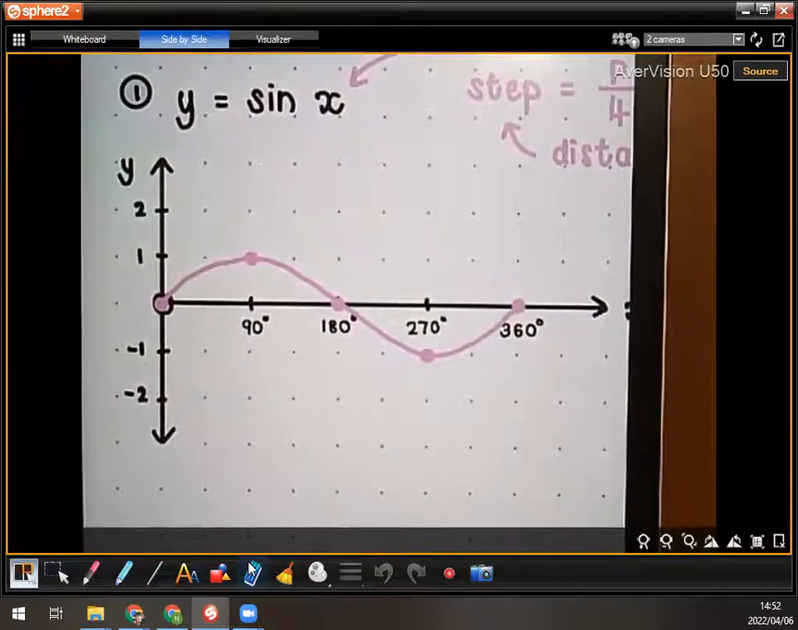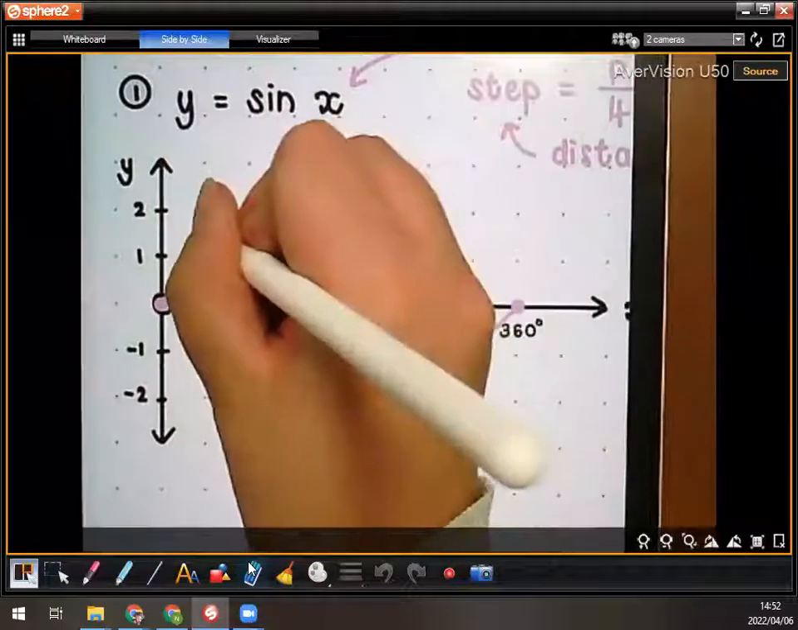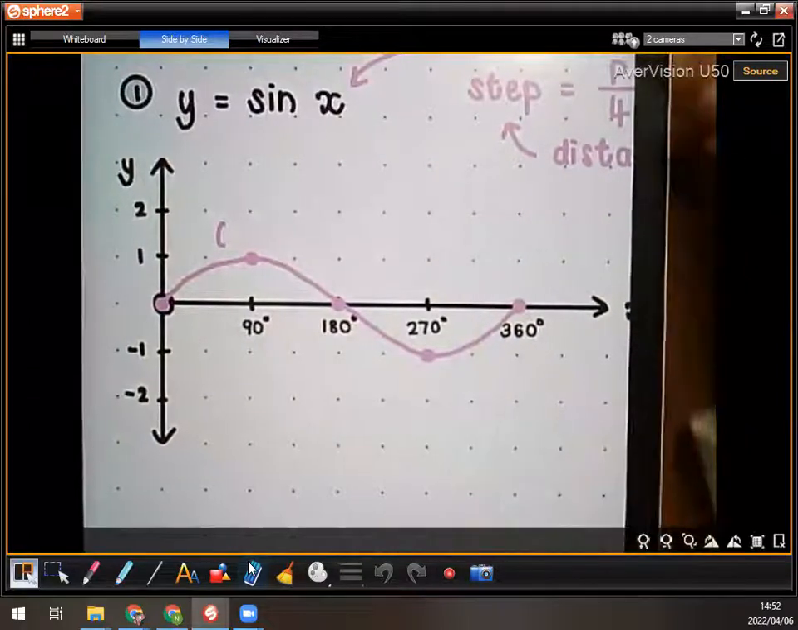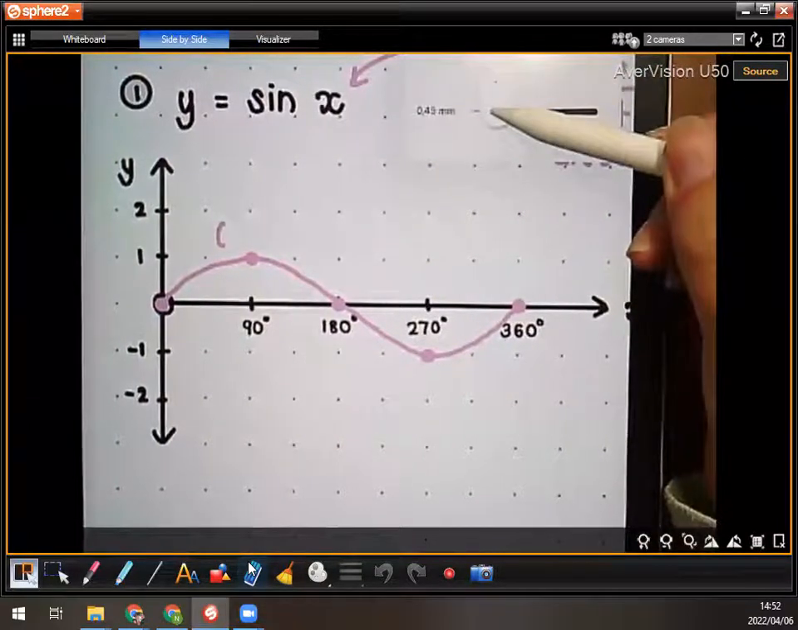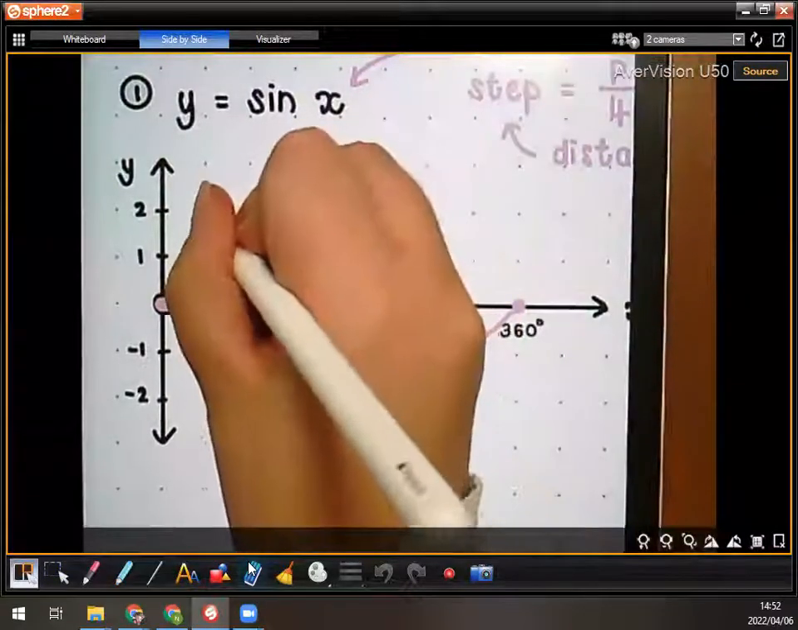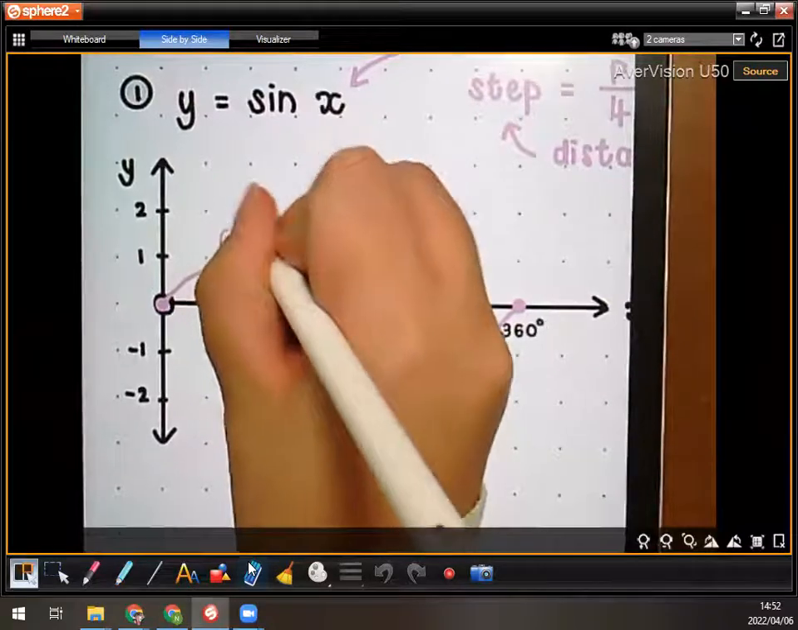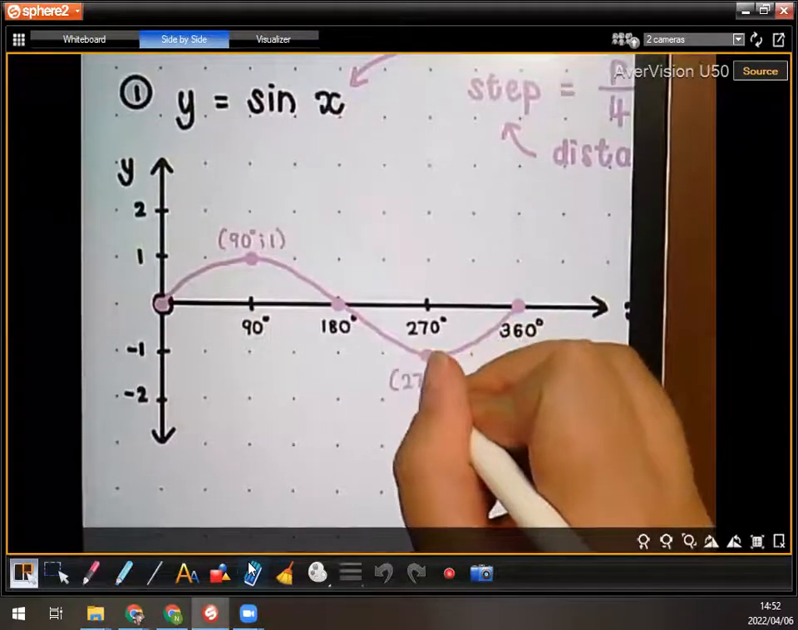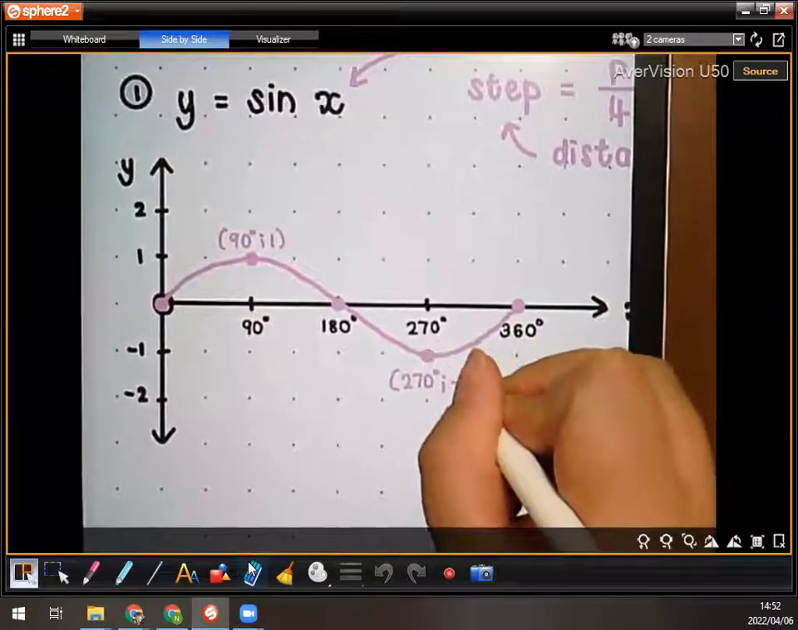Now guys, this is a bit of a mission, but you have to label your points as well with the coordinates. The ones that aren't labeled here at the axes, you do have to label. Let me just make this a bit thinner. So this one, for example, is going to be 90 degrees and 1. And that one is 270 degrees and negative 1.